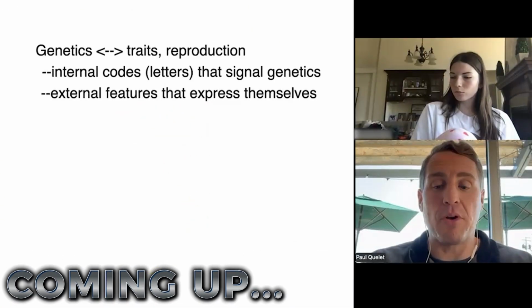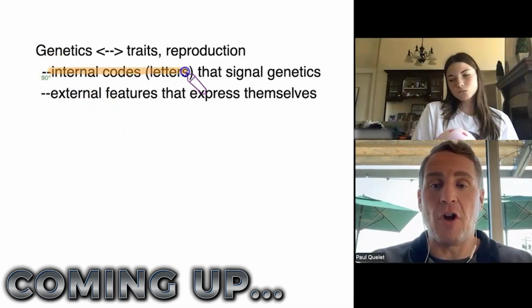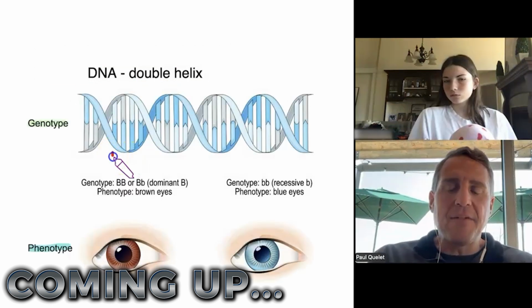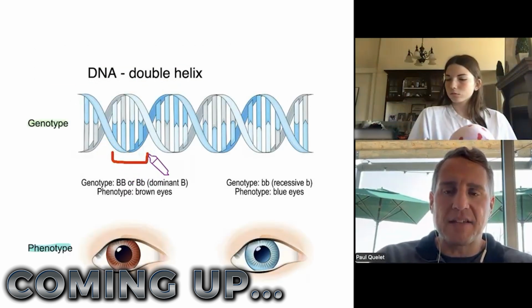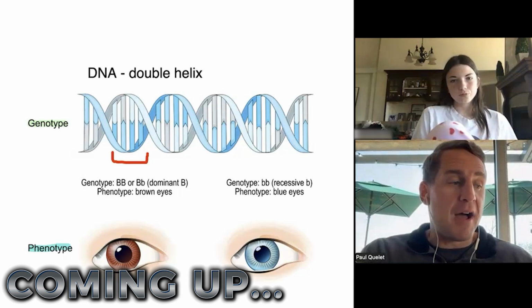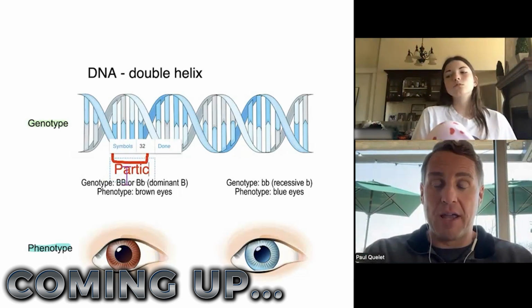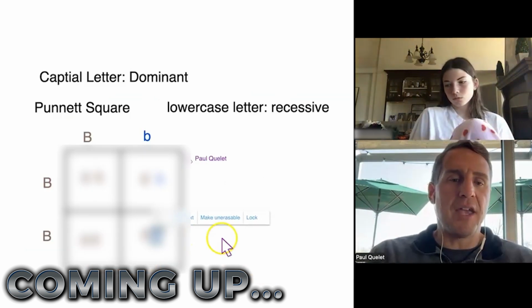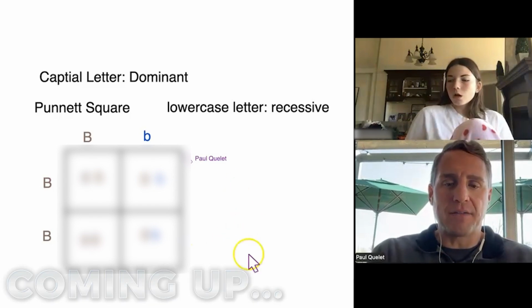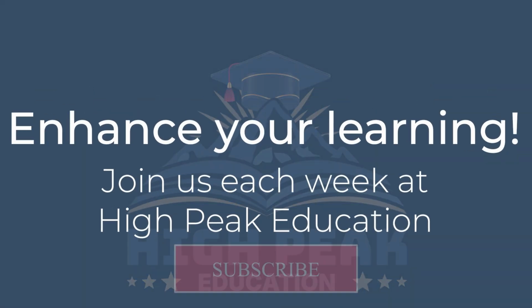Two very important definitions that go along with each of these. An individual one of these things will allow us to identify where the brown eye versus blue eye is. Will any of their kids have blue eyes? That's today on High Peak Education.